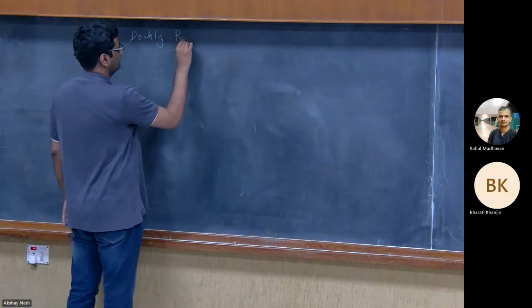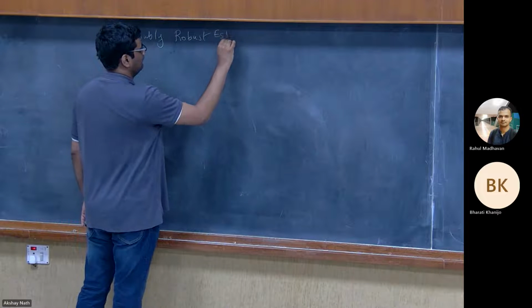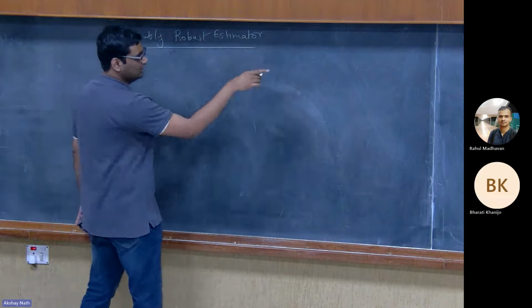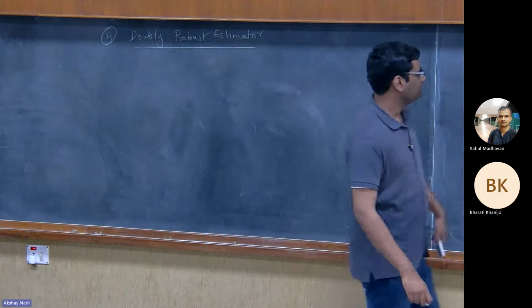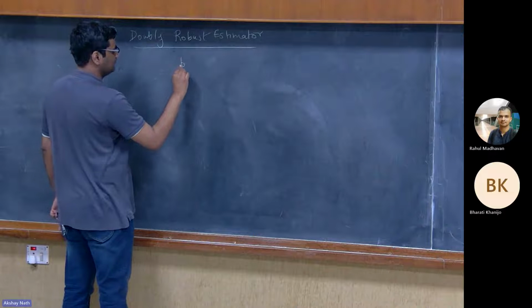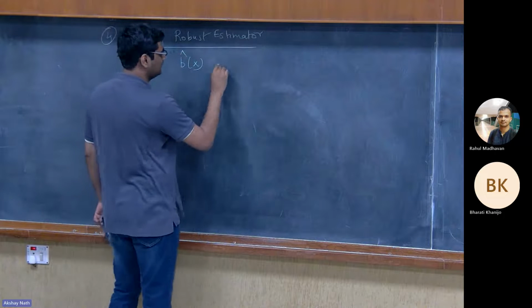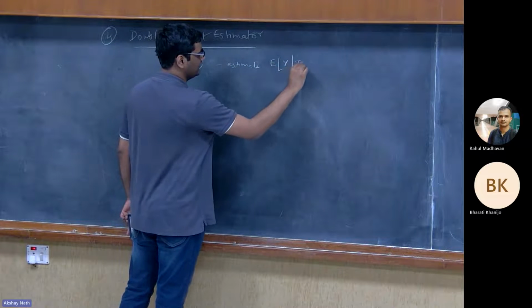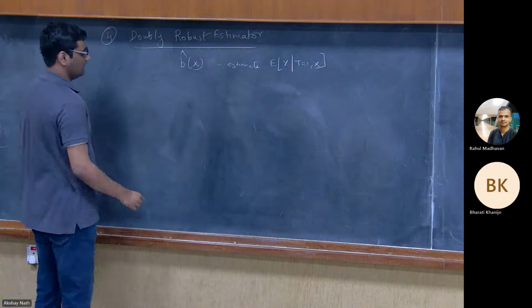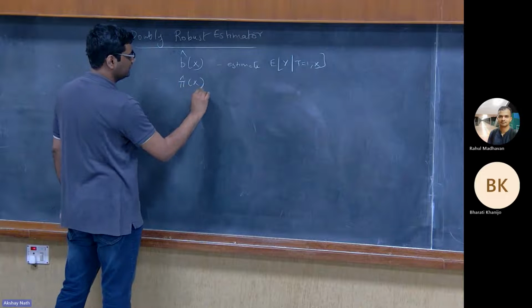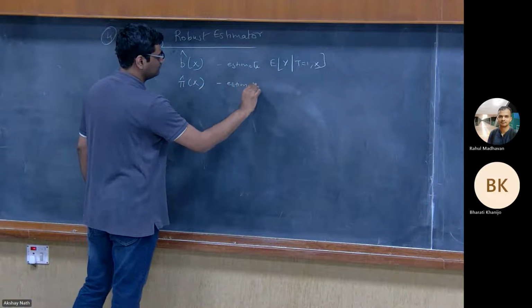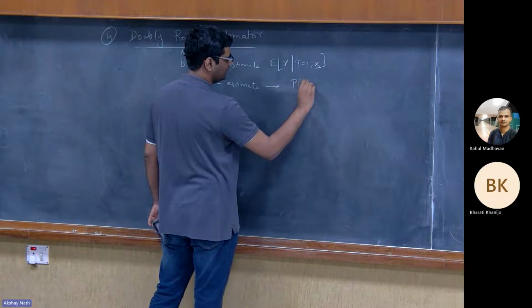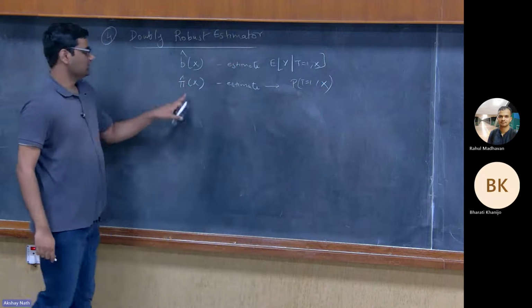So doubly robust estimator. That's the fourth one. What we said here was let the regression estimate be V hat of X. This is basically an estimate of the expected value of Y given T equal to 1 given X. Then we said P hat of X will be an estimate of, let's say, P of T equal to 1 given X.